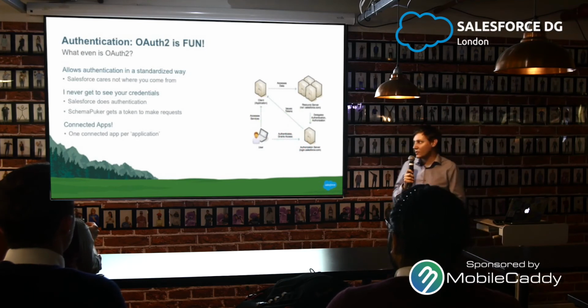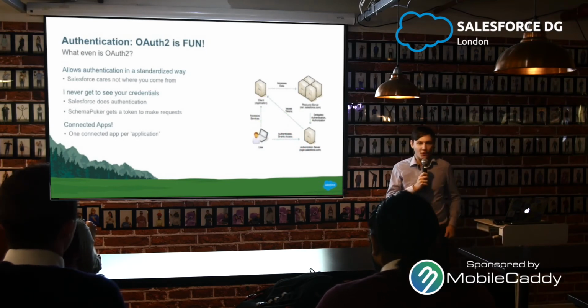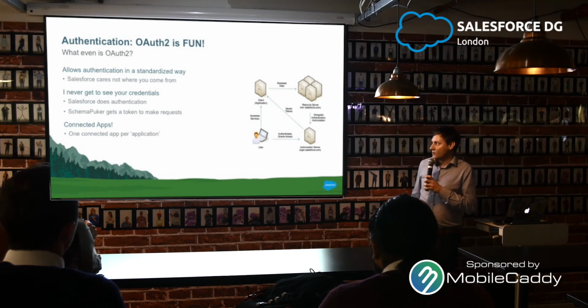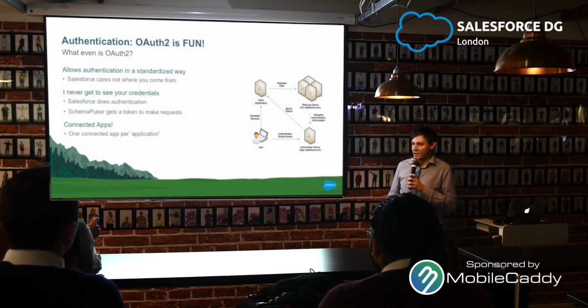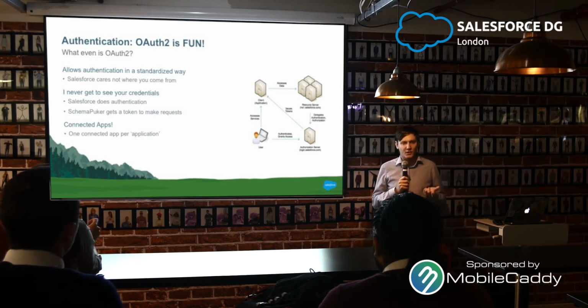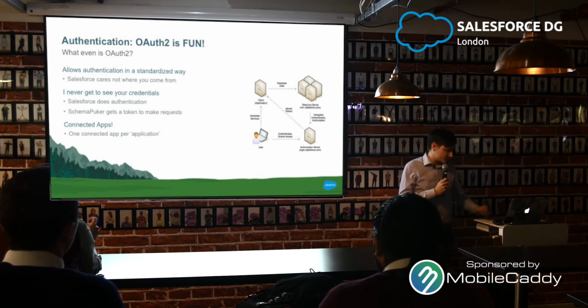So, if you've never done anything with OAuth 2, or if you have, you'll know that it can be a bit of a pain. Unfortunately, there's no really easy way to do it unless you find a nice library like Scribe. But OAuth 2 is great. It lets you authenticate in a standard way. SchemaPuker never actually sees your username and password. You're logging into Salesforce, not SchemaPuker. And it is simply providing SchemaPuker with a token, which SchemaPuker can then use to make requests. So if you change your password, or if you log out of Salesforce, or once you close the SchemaPuker window, it no longer has access to the Metadata API or your Salesforce org.